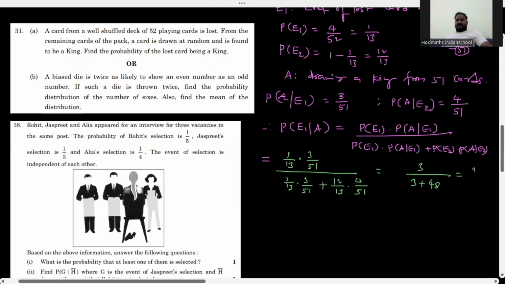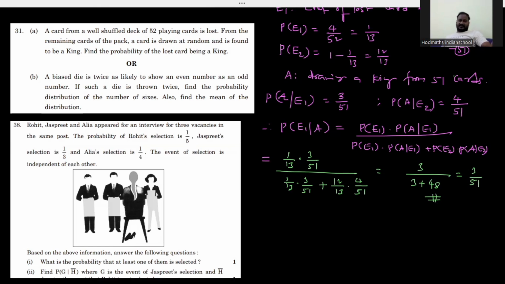So finally what do you get? 3 divided by 3 plus 48, which is equal to 51. So 3 by 51 is the required probability. Alright. And coming to the second problem.